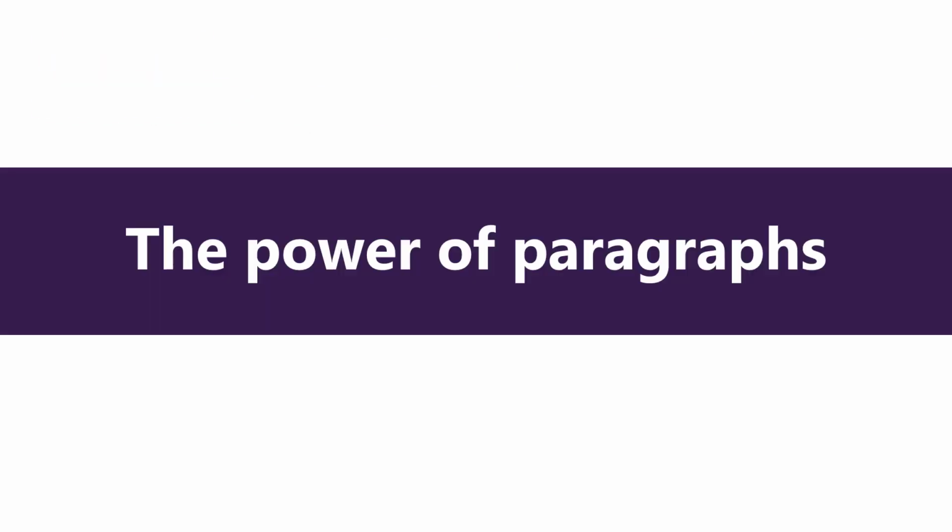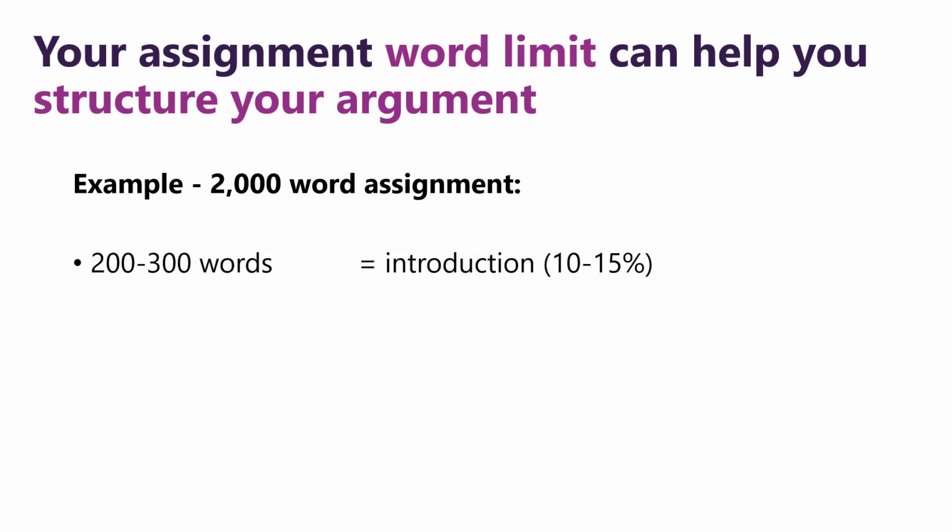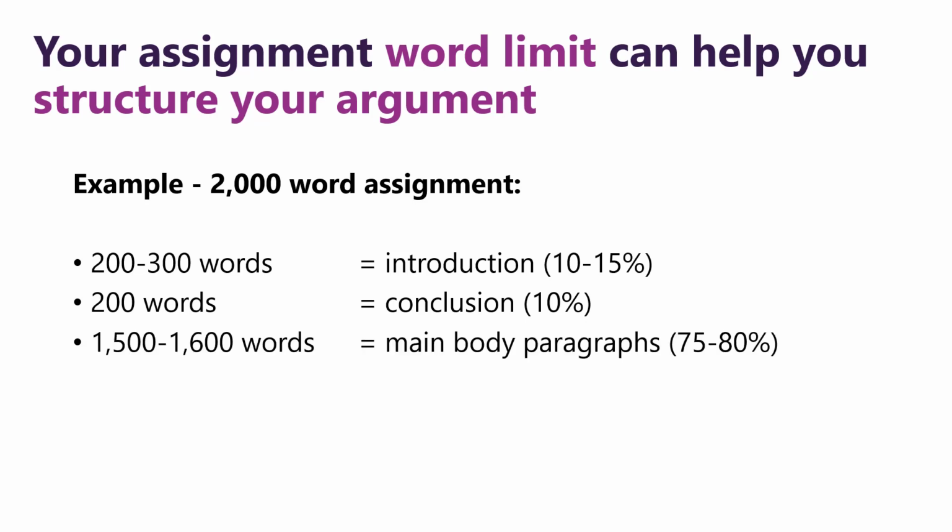Let's look at paragraphs in a bit more detail. In your assignment, you can use your word limit to help you structure your argument. Let's take the example of a 2,000 word assignment. Well, we want to make sure we save 10 to 15% of our words for our introduction. That takes away 200 to 300 words. We also need to save at least 10% for our conclusion, which is another 200 words. So, in total, that's 400 to 500 words off of our 2,000 word assignment. That leaves us roughly 1,500 to 1,600 words which we can use for our main body paragraphs, roughly 75 to 80% of the total count.